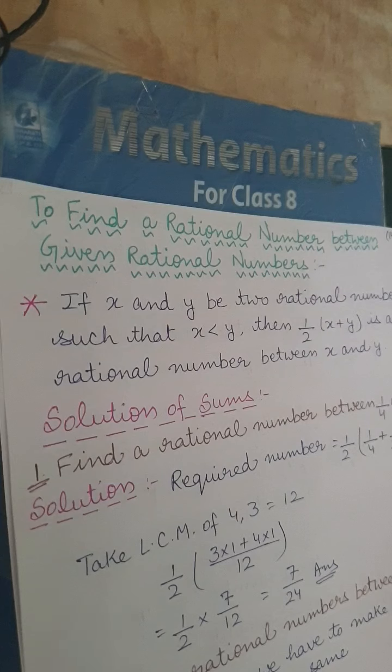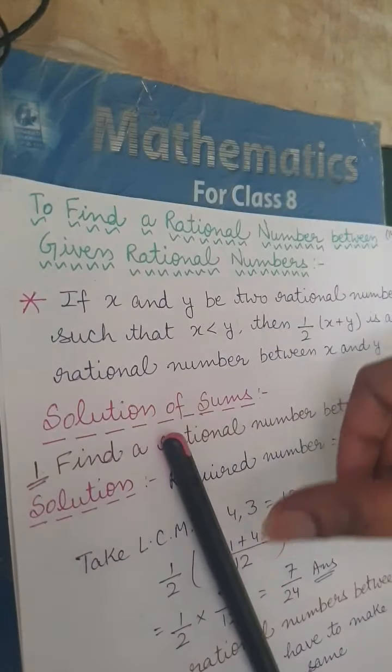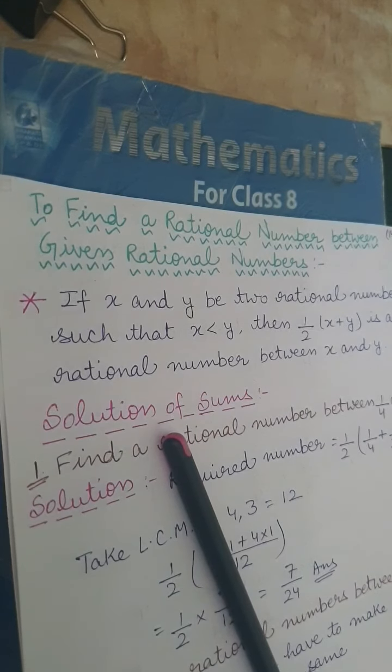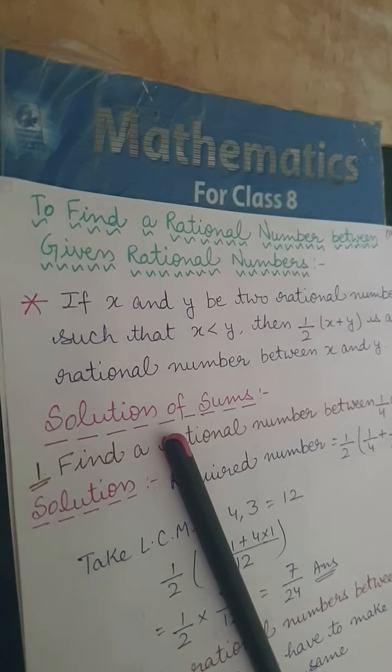Today we are moving forward with our chapter, that is rational numbers. Up to now, we have completed the introduction of rational numbers, their addition, subtraction, multiplication, and division. I think all of you are familiar with it and having no problem regarding that. So today we are moving forward with our topic, that is to find a rational number between given rational numbers. What is the topic? The topic is to find a rational number between any two given rational numbers.